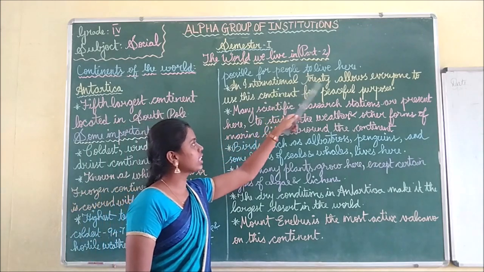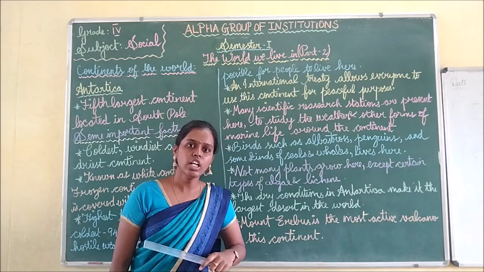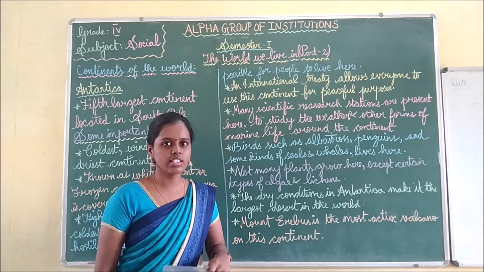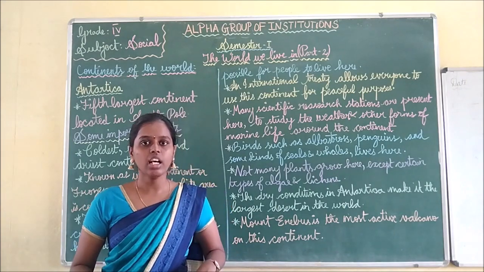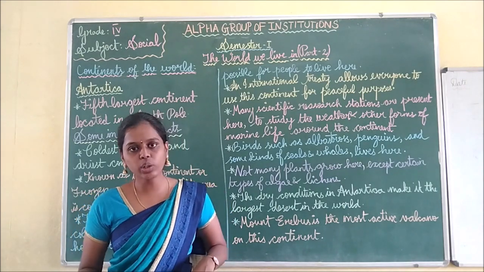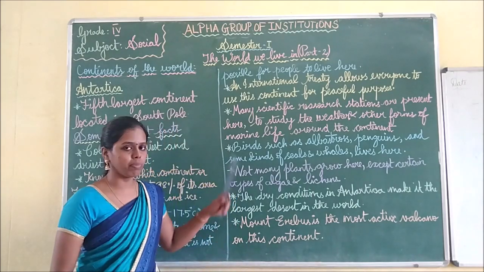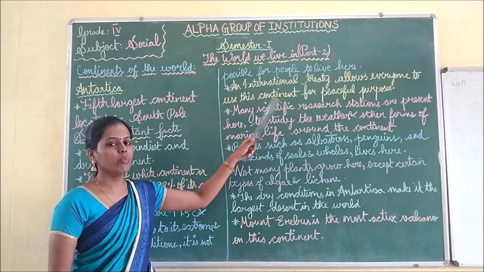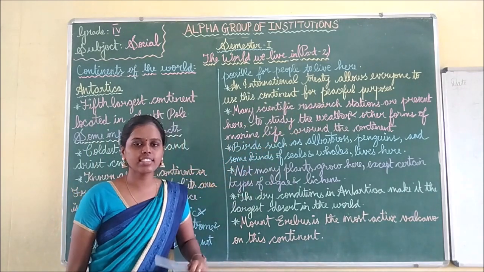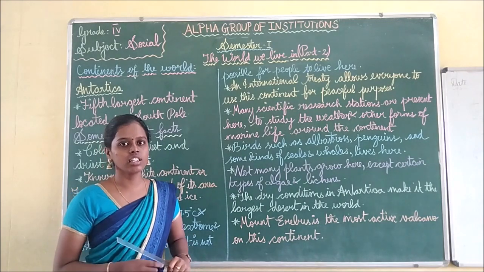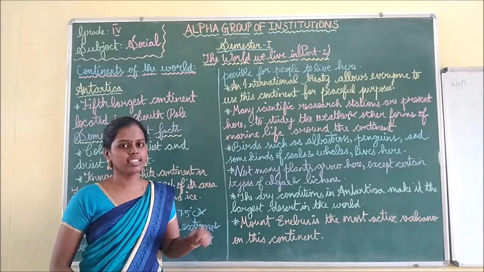An international treaty allows everyone to use this continent for peaceful purposes. But we can use this continent for some purposes. If we want to see how the continent is, we can go and see. If we want to do some research in that continent, we can do. For those peaceful purposes only, we can use this continent by following this international treaty. International treaty means all the countries of the world have signed an agreement about Antarctica.